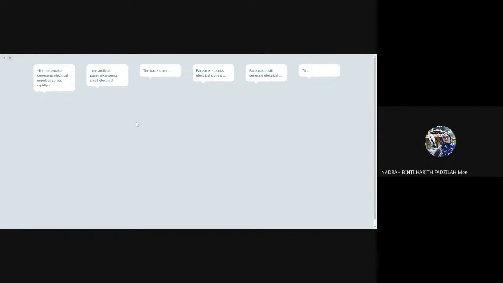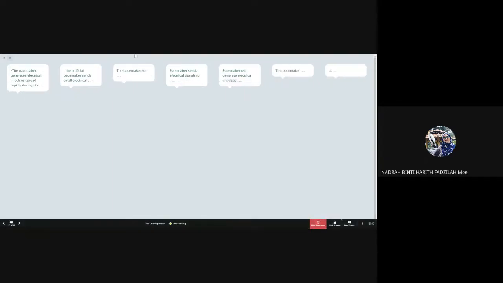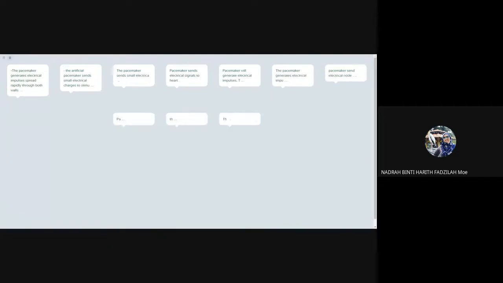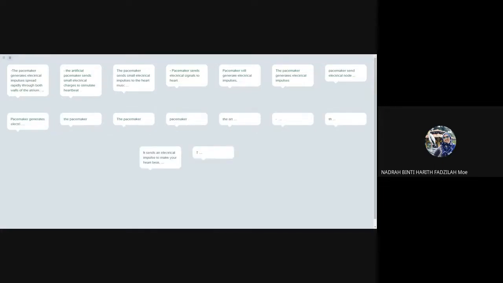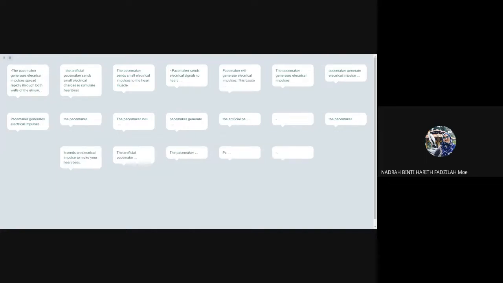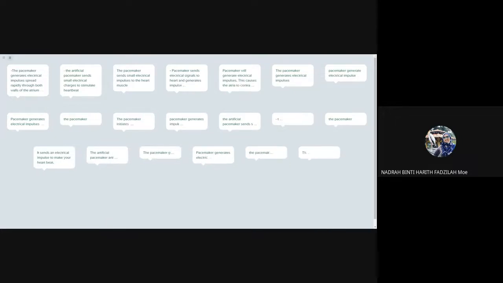Okay, ramai yang dah start ada idea sebab bila kita sebut nama dia pacemaker, basically we are talking about the ability to generate impulse lah kan. So kalau SA node tak ada, SA node function dia generate impulse, jadi artificial pacemaker tu menggantikan fungsi SA node lah, generate electrical impulse. Okay, teruskan.